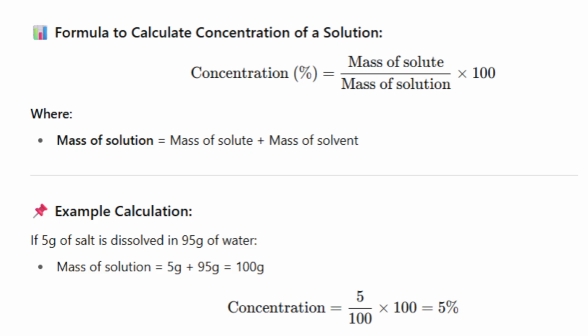Step 2. Now apply the formula. Concentration equals 5/100 times 100 equals 5%. So, the concentration of the salt solution is 5%. This tells us that 5 grams out of every 100 grams of this solution is salt. Understanding this helps in preparing precise solutions in science labs, cooking, and medicine.